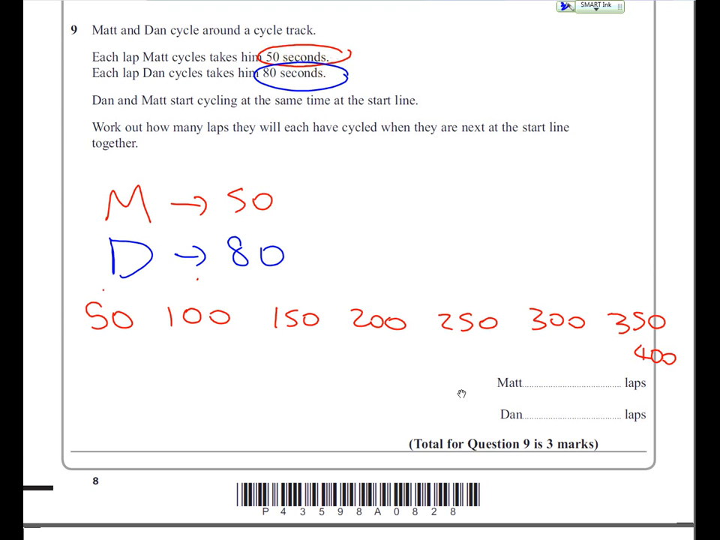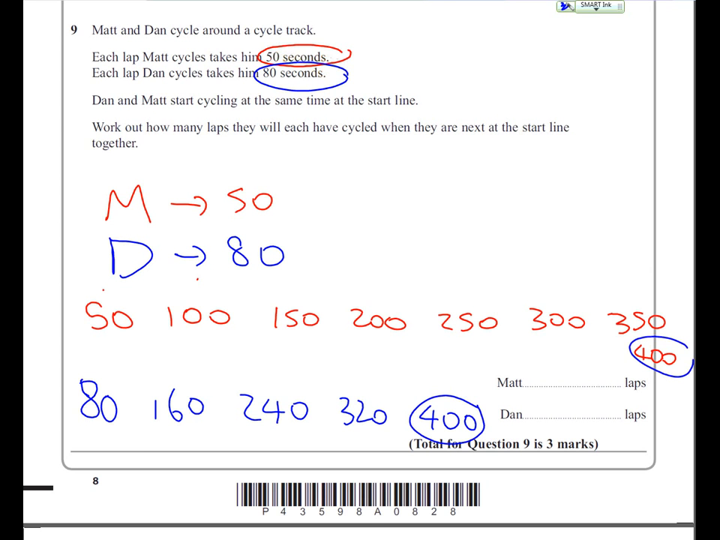Let's get started on Dan. What's he going to be up to? He's going to be doing 80 seconds in his first lap. 160. If you know your 8 times table, you're just adding 0 on the end, by the way. 24, 32, or 320. Look, 400. You see? So we've got the same one.